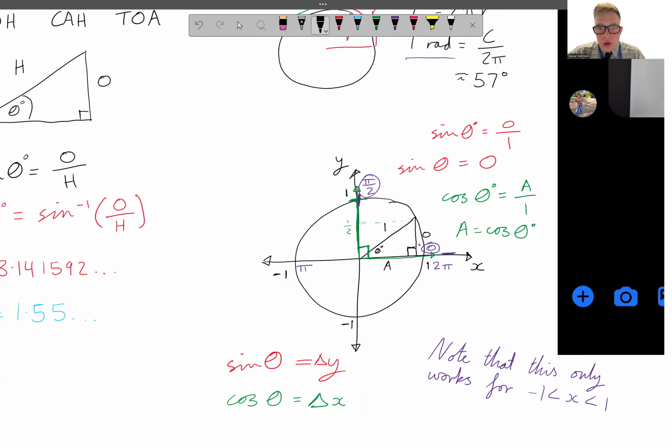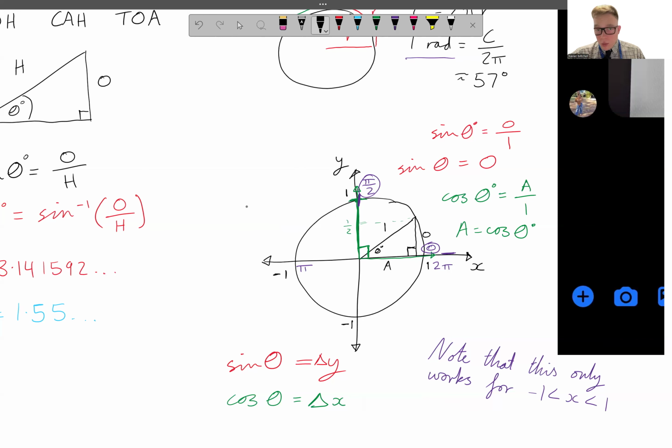And we said that there's 2 pi radians in a circumference, because 2 pi r is the formula for circumference. So how many radians are there in 90 degrees? Well, there's pi on 2, because there's 2 pi and 360 degrees. There's pi radians at 180 degrees, and at 90 degrees, we've got pi on 2.